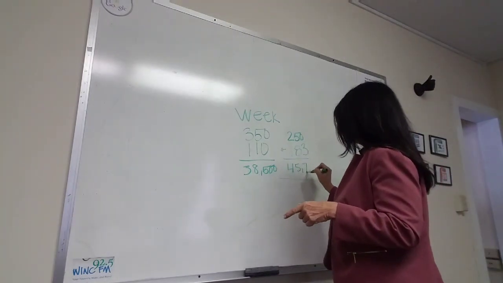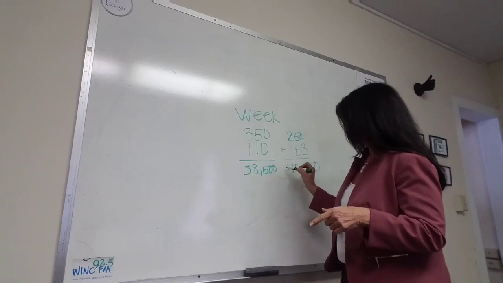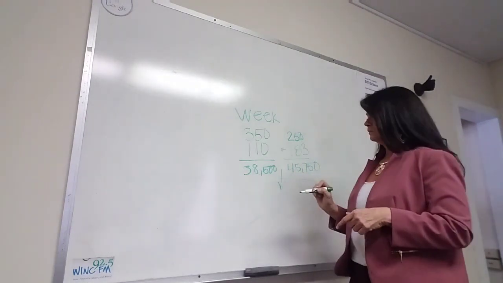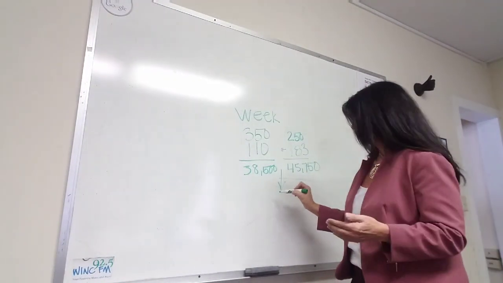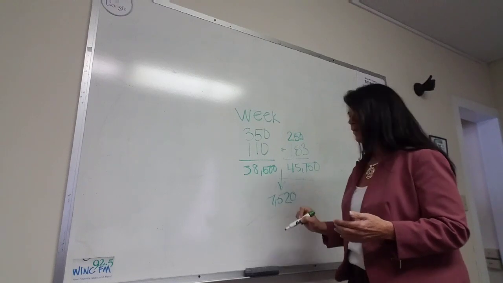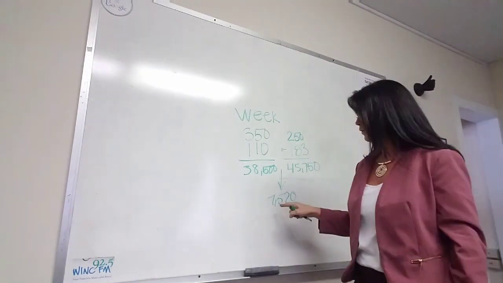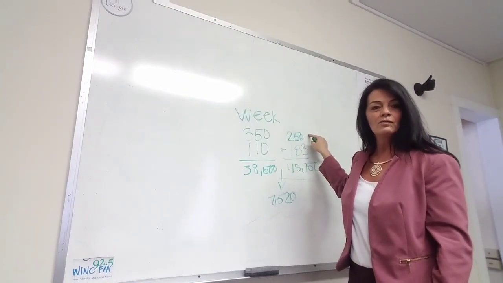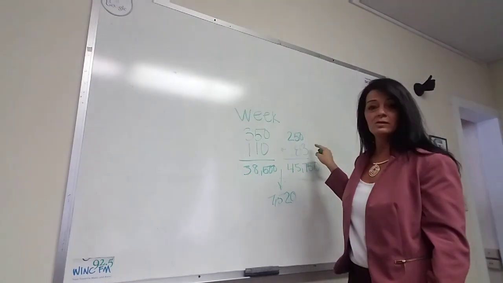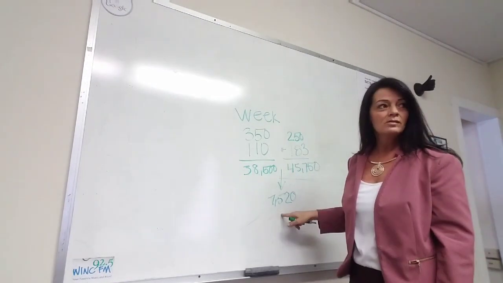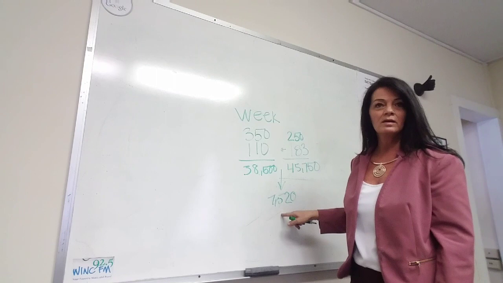45,750. And what's the difference? $7,500. This is in 1 week. $7,500 in 1 week. And we had 100 less clients. We could do that week over week. We could have 250 clients at an average dollar sale of $183 and still make $7,500 more a week.